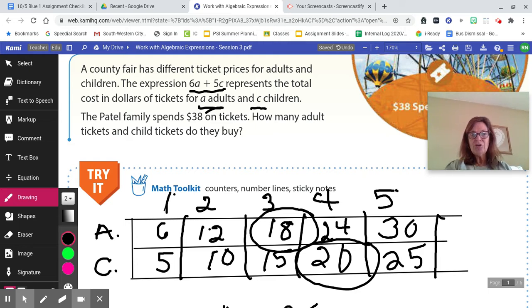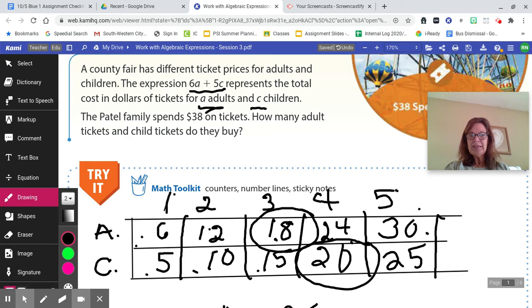So I did the adult tickets with 6, 12, 18. 4 adult tickets cost 24, 5 adult tickets cost 30. And I did the same thing with the children's tickets. 1 is $5, so 2 is $10, and 3 is $15. So once I had that, then I started looking for combinations that I could put together to give me $38.